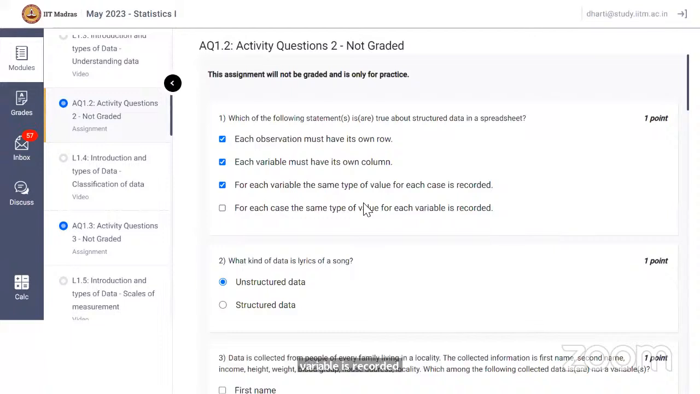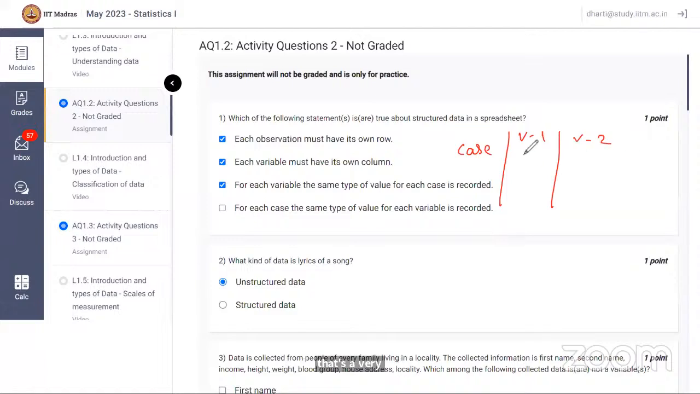Yeah, that's what I have discussed, but okay, again. For each variable, the same type of value for each case is recorded. See, when you have any kind of data set, you have cases and observations. For each case, there are some variables, let's say height, weight, whatever. These are your variables. Statement 3 says for each variable, the same type of value for each case is recorded.